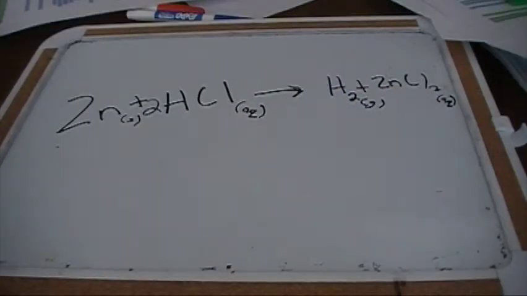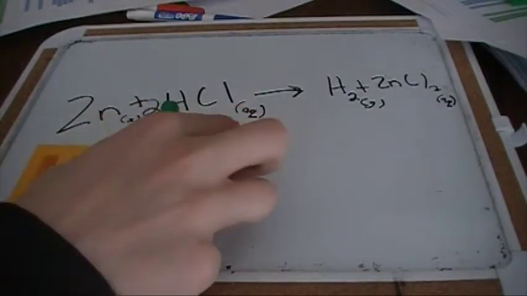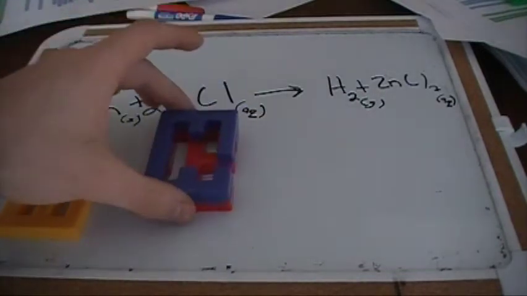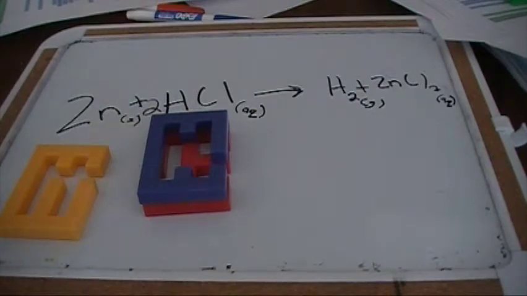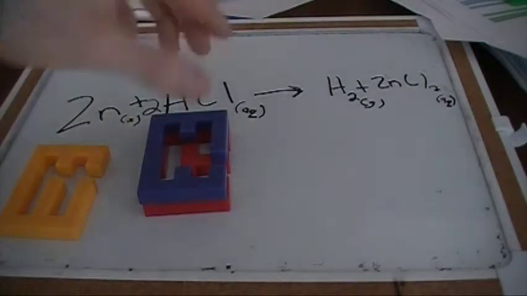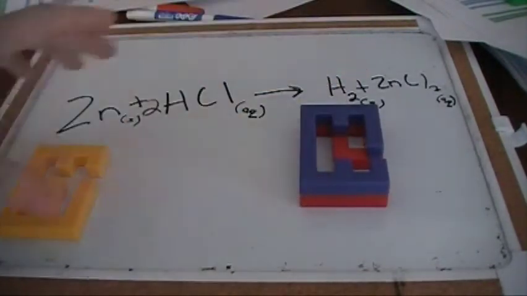To represent this, we're going to have zinc as yellow, hydrogen as red, and chlorine as blue. Due to the lack of colors, we're just going to have to make do with the colors that we have right here. So when we form the products, hydrogen is by itself, so it'll be red, but then the blue and the yellow will now combine.